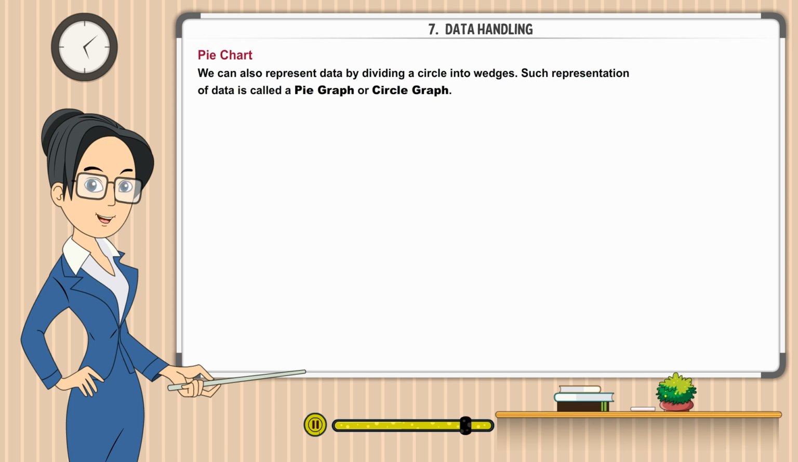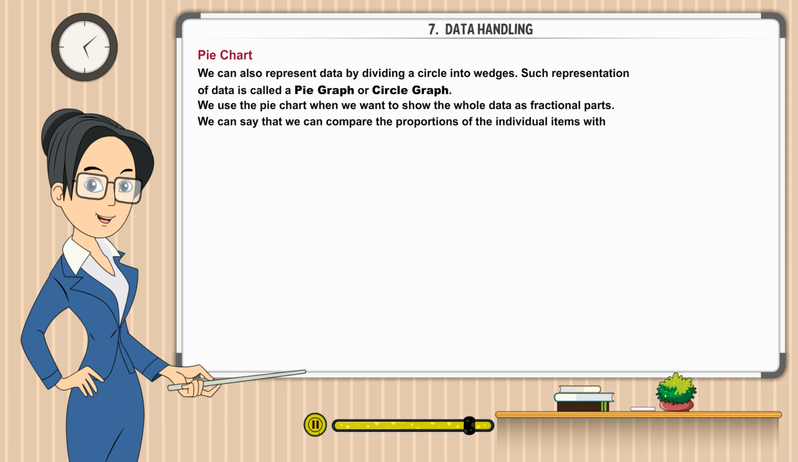Such representation of data is called a pie graph or circle graph. We use the pie chart when we want to show the whole data as fractional parts. We can say that we can compare the proportions of the individual items with reference to the total.